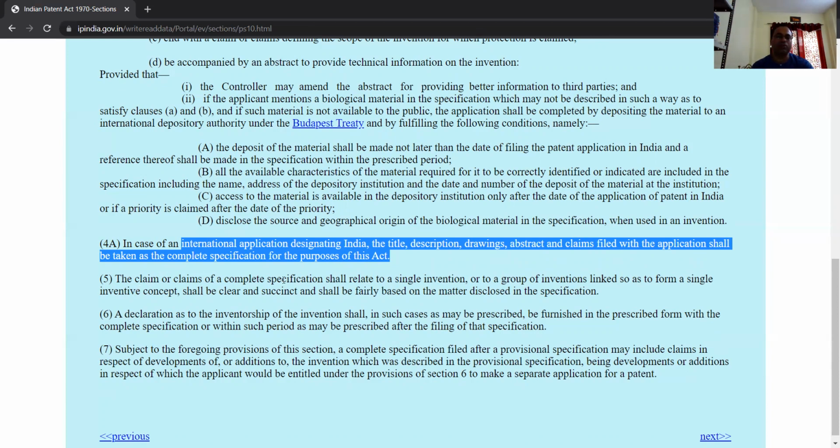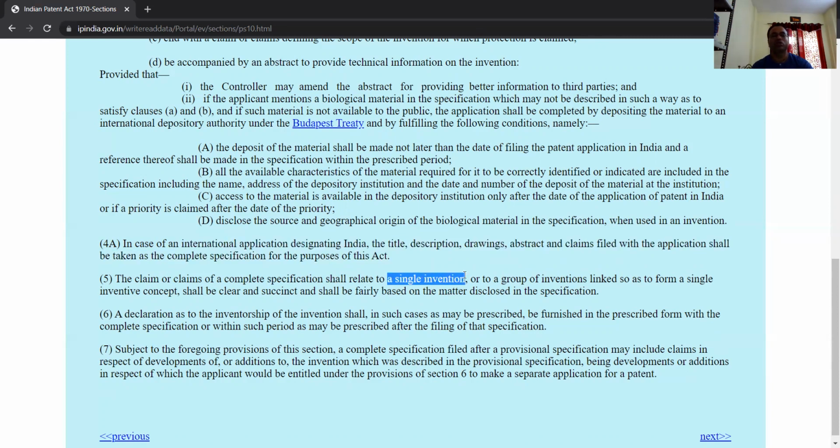The claim or claims of a complete specification shall relate to a single invention. Okay, so the claim has to be for a single invention, or it could be like a group of inventions. They are linked such that it becomes a single inventive concept. So an application is granted only for one invention, but it may be that two or three concepts are combined together so that it becomes one concept. That is also allowed.